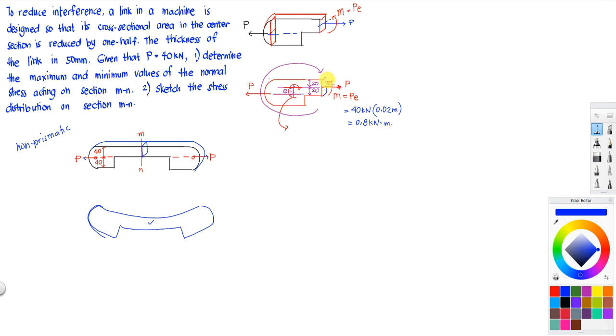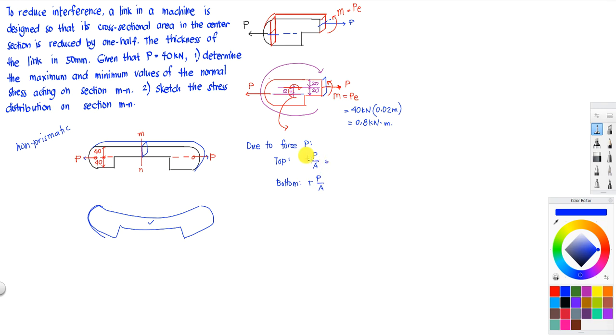Dito sa MN, so meron tayong dalawa. Unahin natin yung due to force P. Both on top and bottom, dapat dalawa yan. They produce the same stress. Again, it's just P over A lang yan. Kaya lang, this is in tension, so we will be having here plus P over A, and then plus P over A.